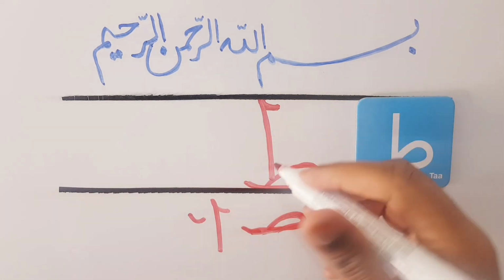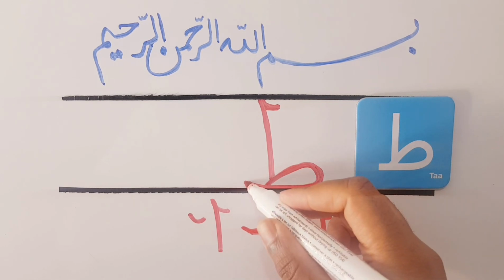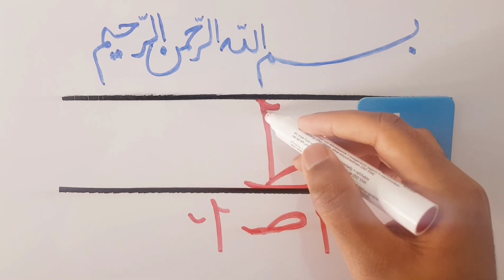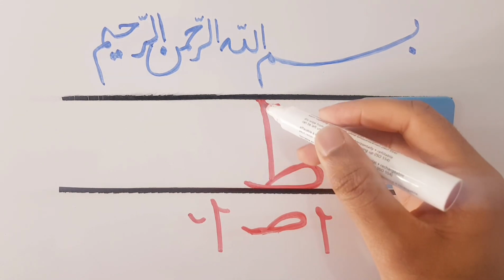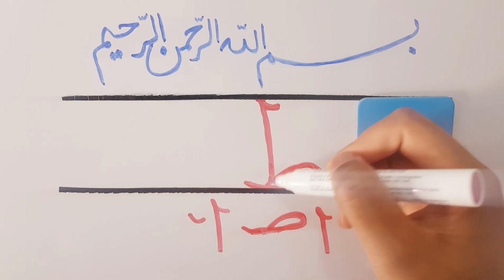So that's the 3 steps. Step number 1 is this. Step number 2 is the hilya, this decoration. Step number 3 is the alif. And the alif, we need to make it join just here, close to the edge.